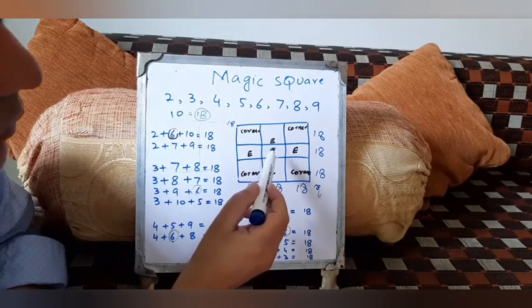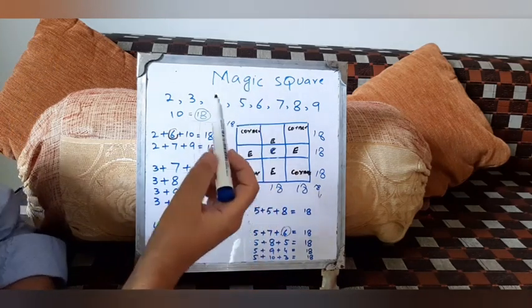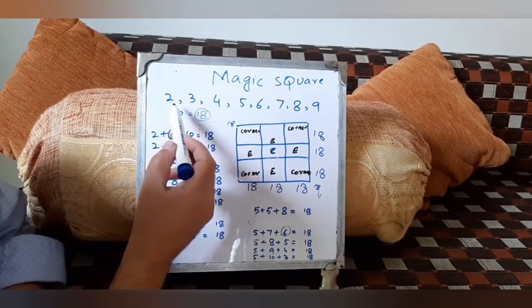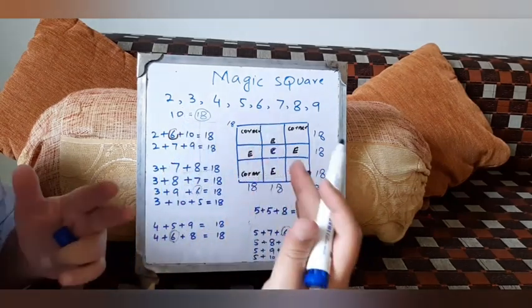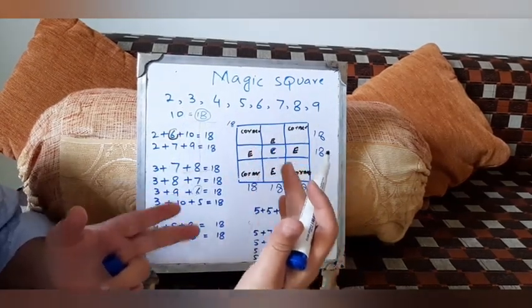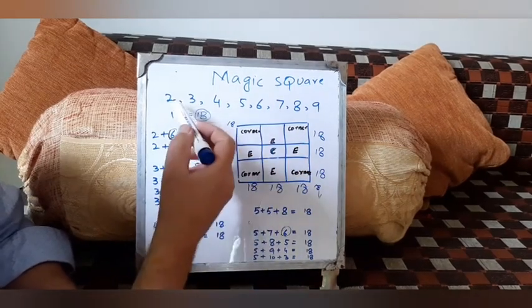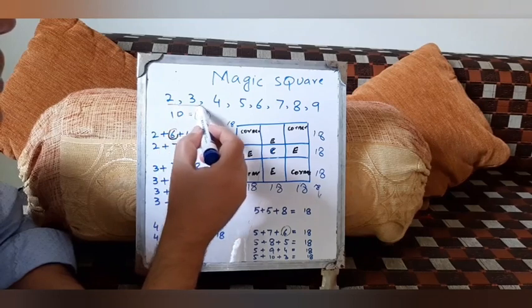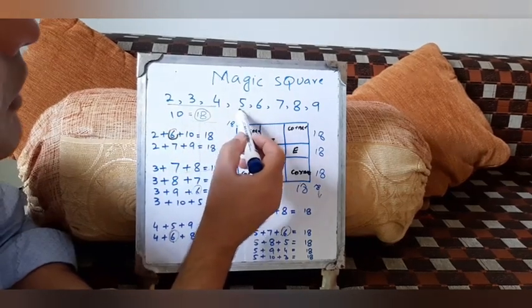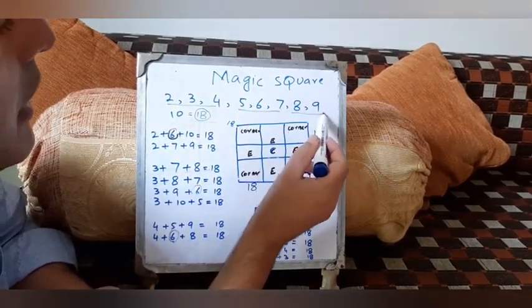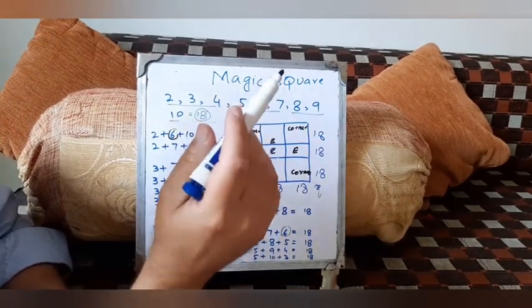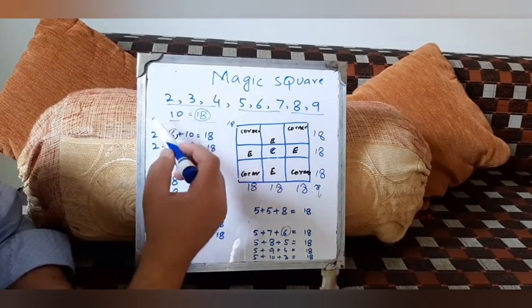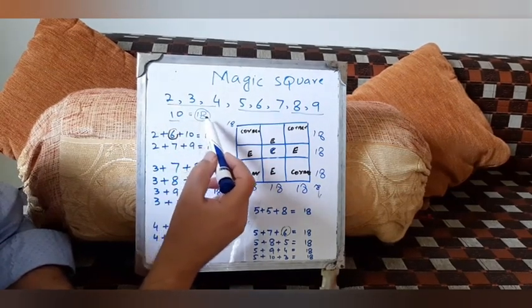For that, you will start from the lowest number. You will make different combinations of additions, picking different numbers from these. For instance, I divide it into three parts: 2, 3, and 4; 5, 6, and 7; 8, 9, and 10. These are three different combinations. From the first combination, I will just take 2.